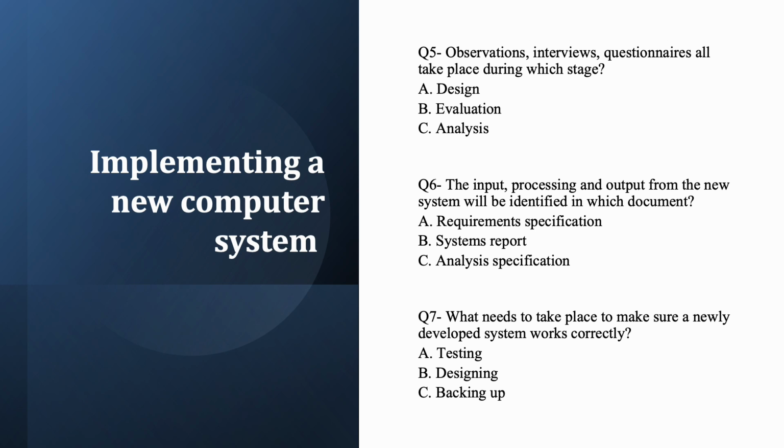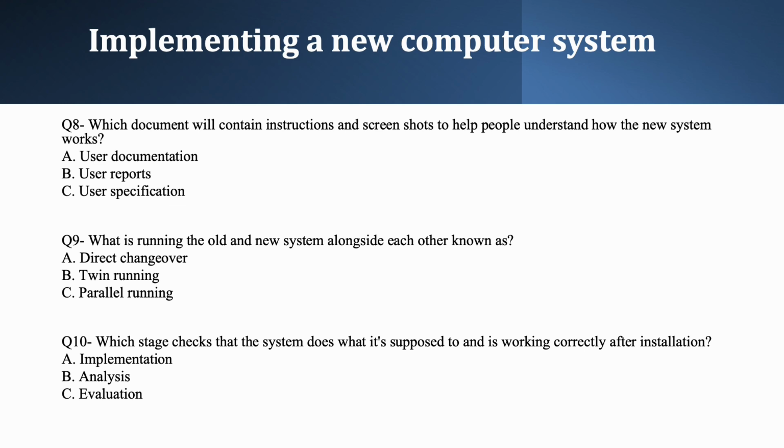Question number 7. What needs to take place to make sure a newly developed system works correctly? Is it A, testing, B, designing, C, backing up? Question number 8. Which document would contain instructions and screenshots to help people understand how the new system works? Is it A, user document, B, user reports, or C, user specification? And there was silence.